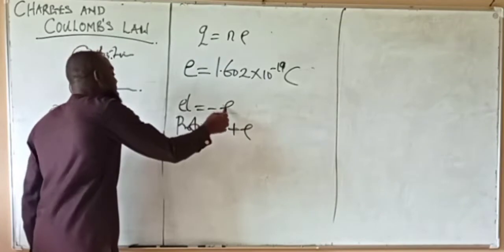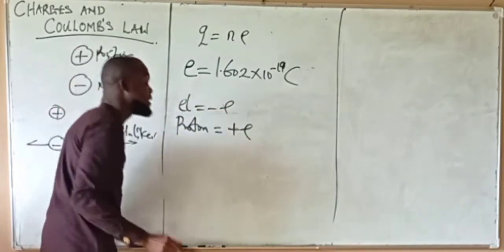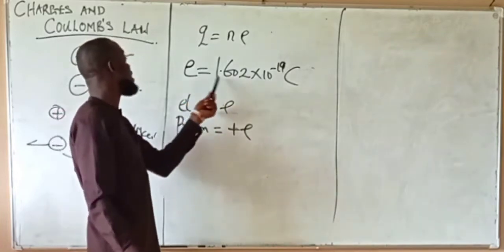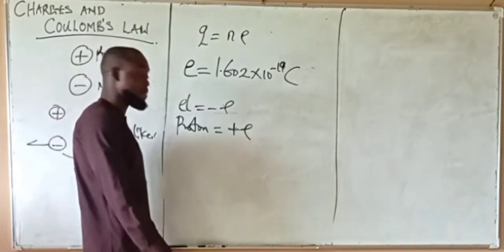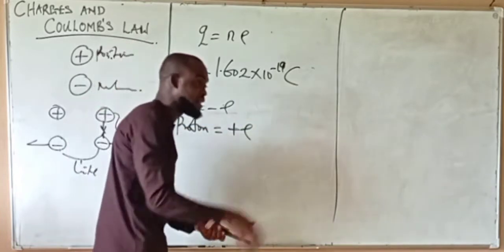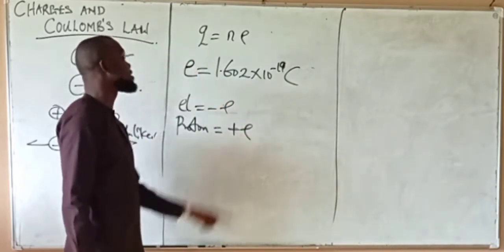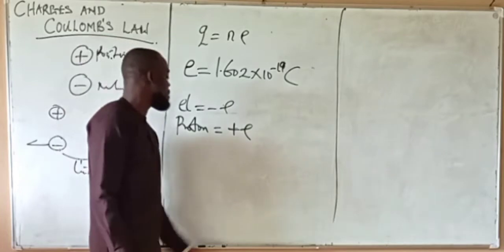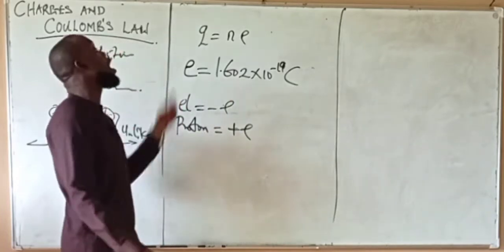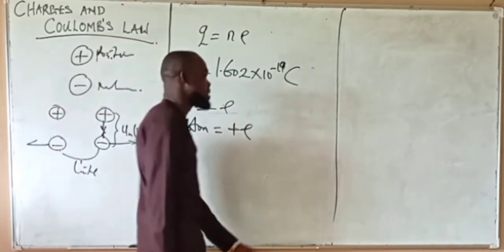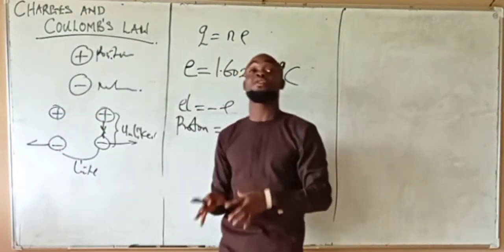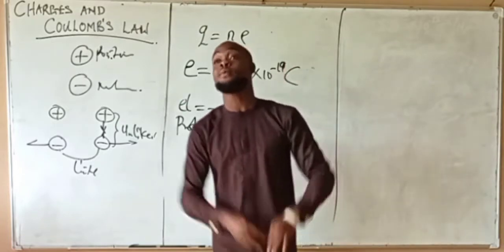Now, what is the meaning of this E? This E is not the electron. That E is called the elementary charge, and the value is 1.602 times 10 to the power minus 19 coulomb. I can say the charge of an electron is minus 1.602 times 10 to the power minus 19 coulomb. I can also say that the charge of a proton is plus 1.602 times 10 to the power minus 19 coulomb. Those are the charges. What about the neutron? Neutron is neutral.